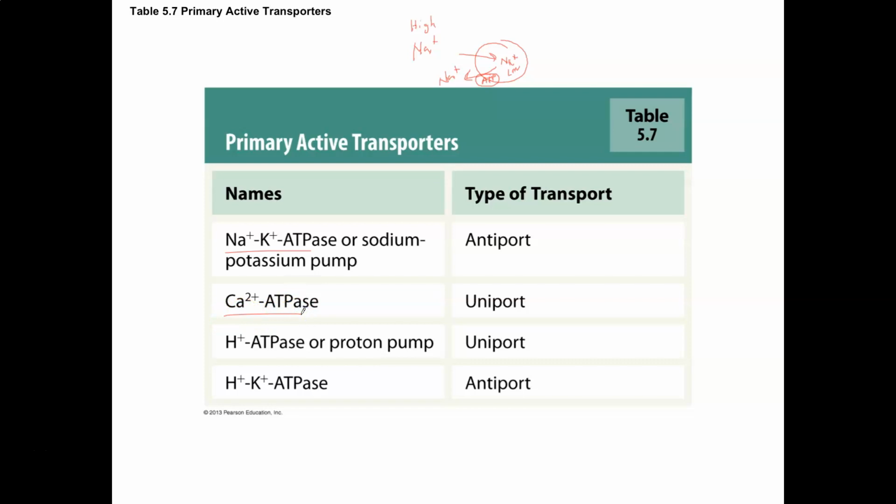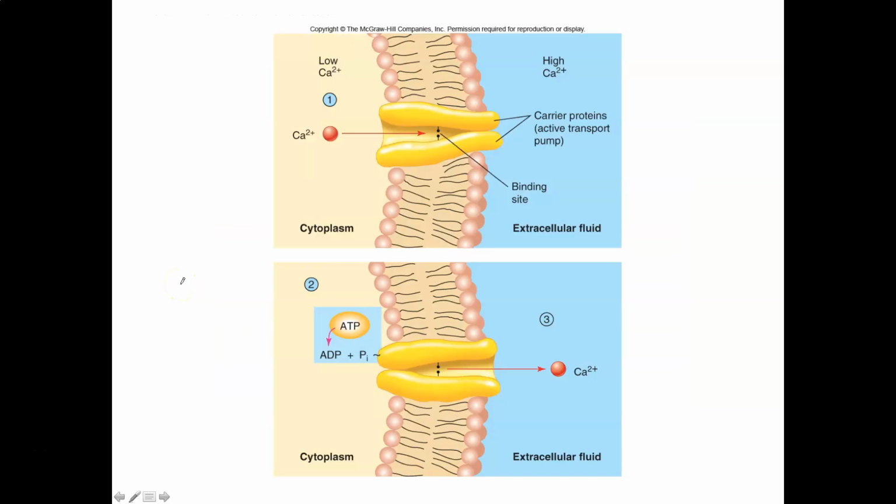Calcium pumps are a great example of primary active transporters. So these are all primary active transporters on this table, but they utilize ATP directly. In this diagram, this is a calcium pump. We have this carrier protein that's going to interact with calcium ions. The carrier protein must utilize ATP in order to be functional.